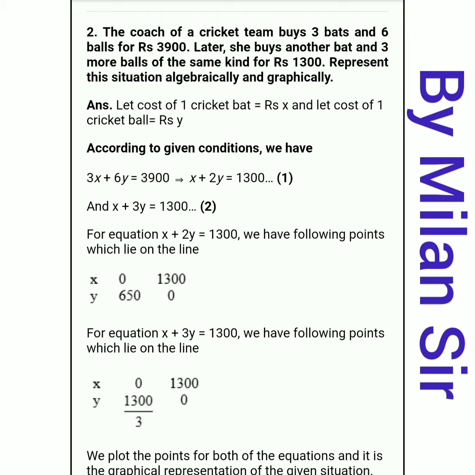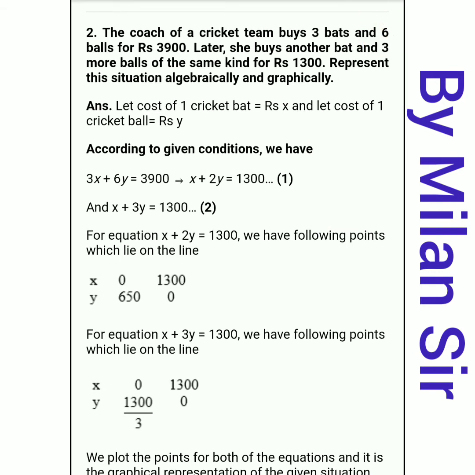So this is the algebraic method, right? Algebraically we get these two equations. Now we need to represent these equations graphically. For the graphical method we need to find the coordinates of points which lie on the line. In most questions we use this method. That means we find the intersection point of a line with the x-axis and y-axis.